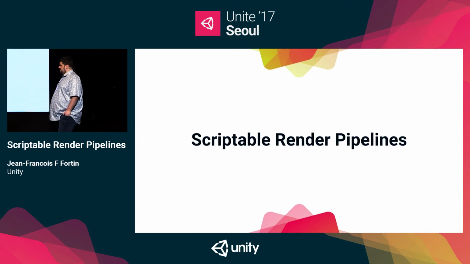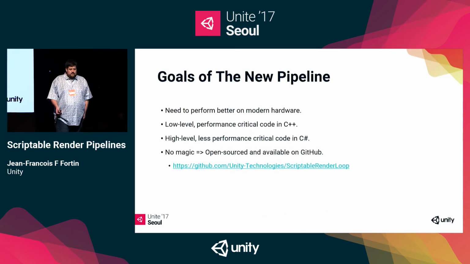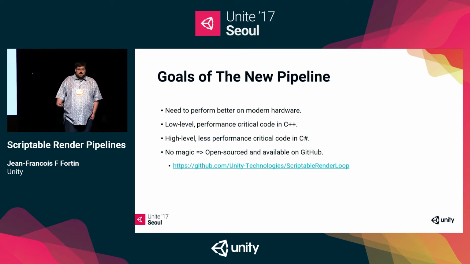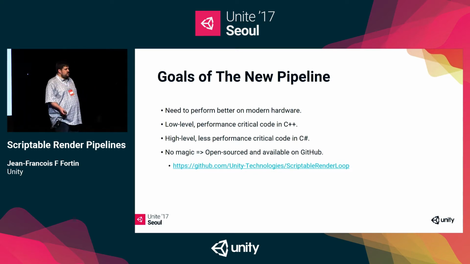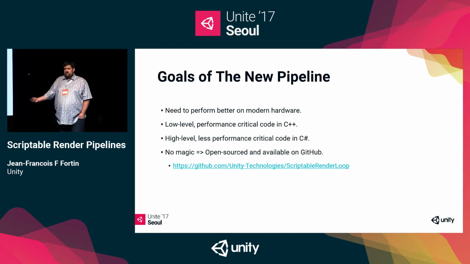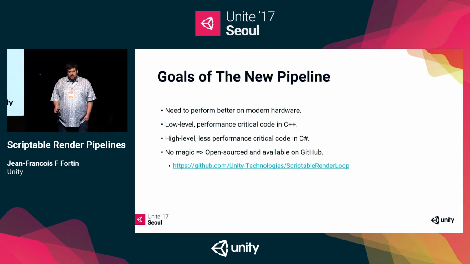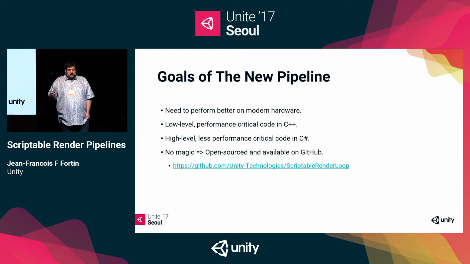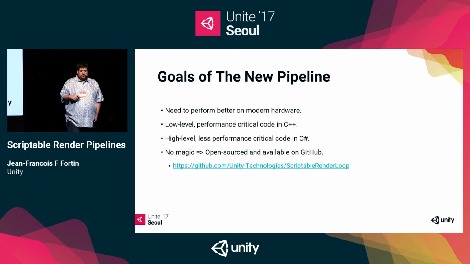So all these different types of rendering have to go through the same code currently. And a solution for us was to create the scriptable render pipelines. The goals for this were that we needed to perform better on modern hardware, to have the possibility to optimize specifically for a single platform, and to have the possibility to remove parts of the rendering, anything that you don't need. For example, low-end mobile might not need the algorithms that you would need on console. We wanted to keep anything performance critical in C++ and internal to the engine, and what is less critical, we would move to C# and open source it.